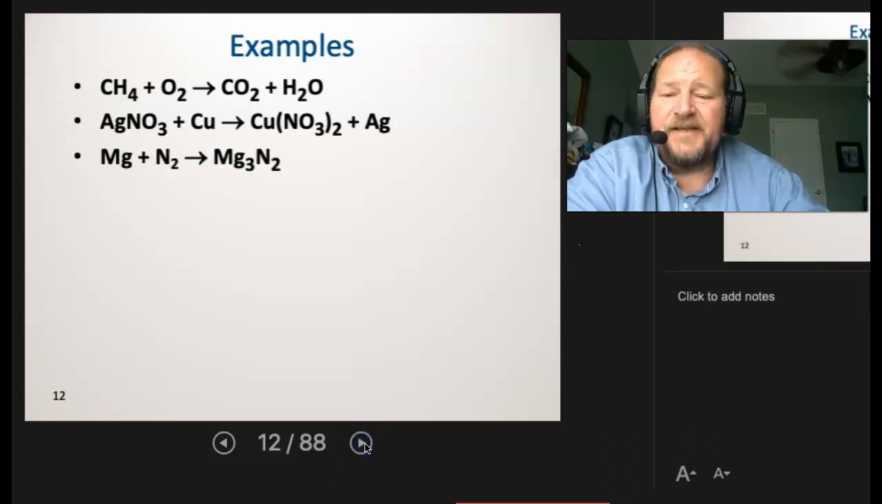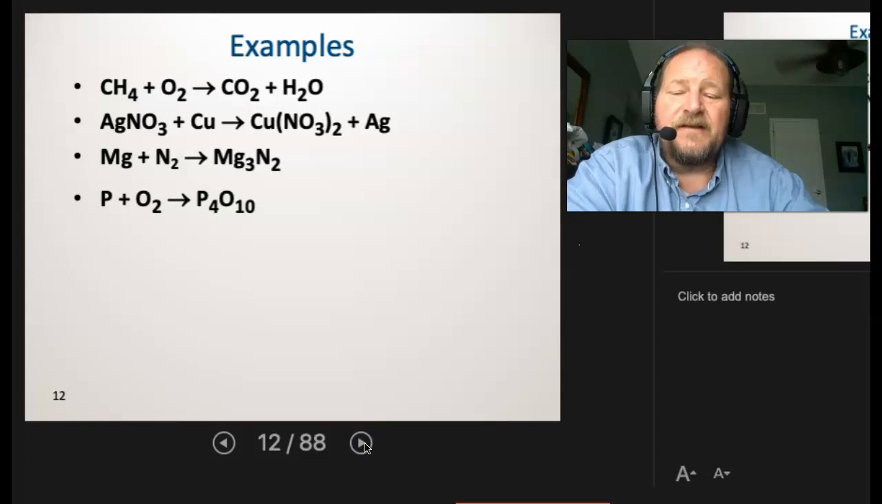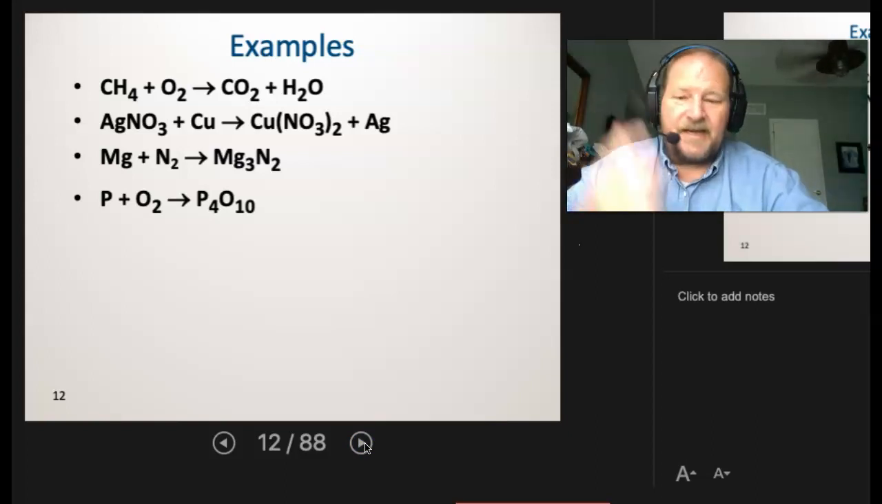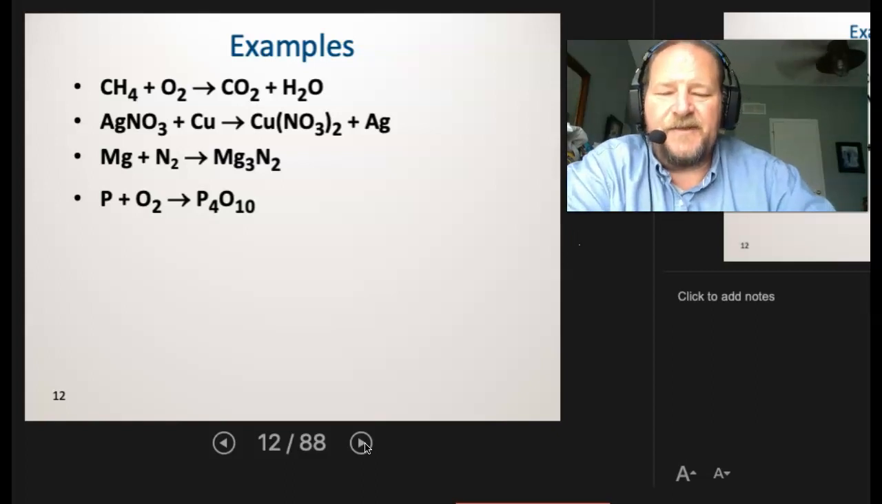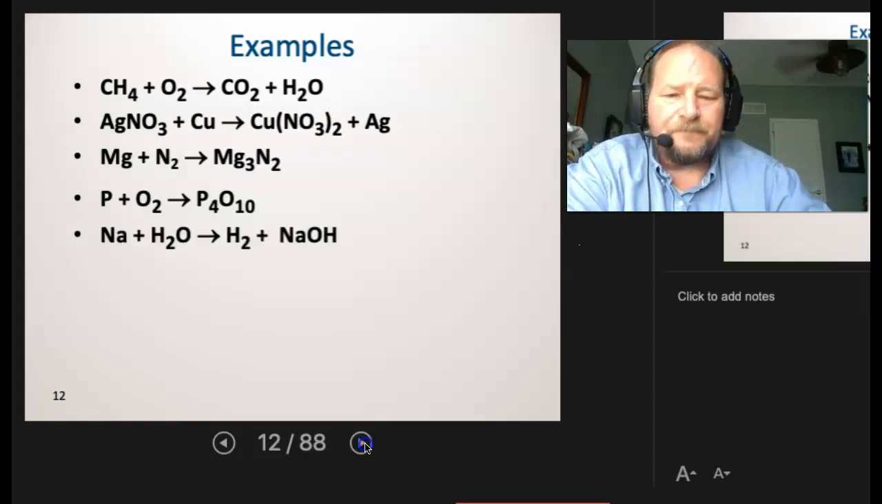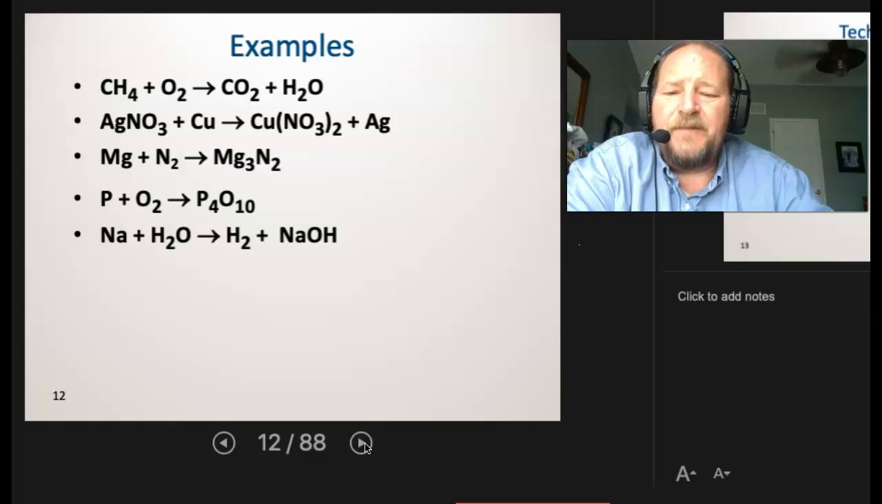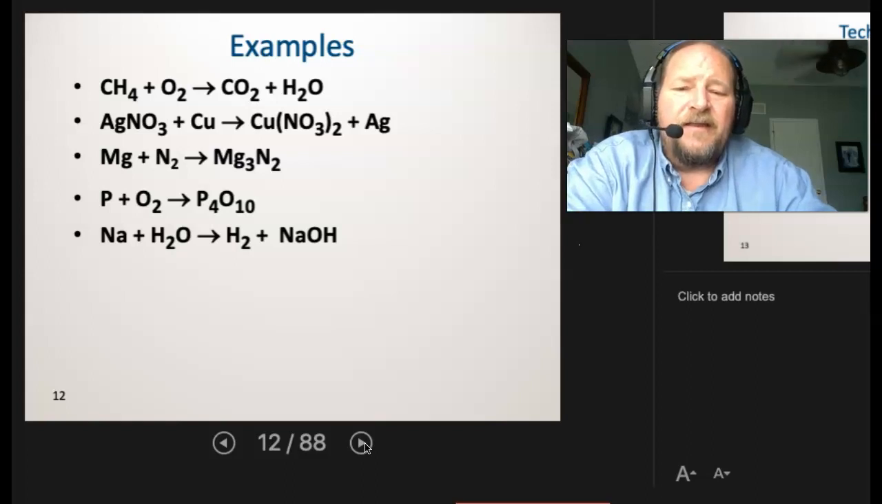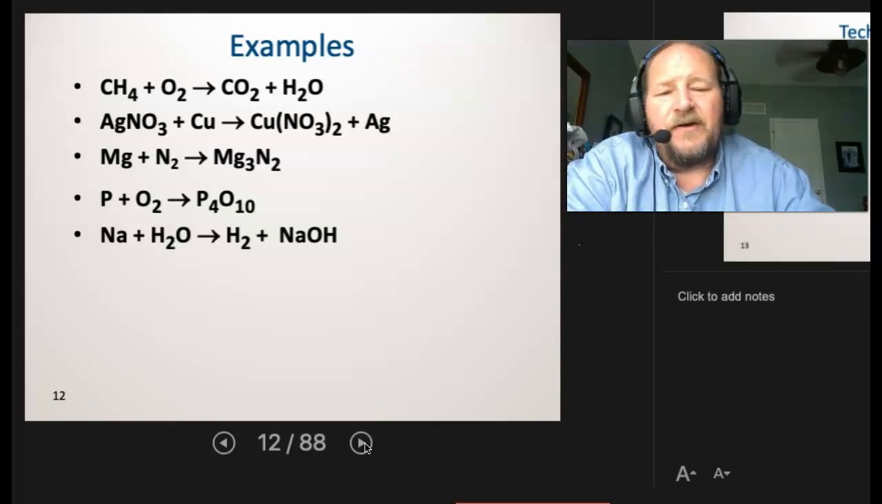So here's magnesium plus nitrogen is going to give us magnesium nitride. Phosphorus plus oxygen to give us tetraphosphorus decaoxide, cut the A off. And then we have sodium plus water goes to hydrogen plus sodium hydroxide. So if you want, pause it here, and then I'll give you a couple of moments, and then I'll go ahead and balance the equation so you have the answers. So again, I'll give you a pause here.